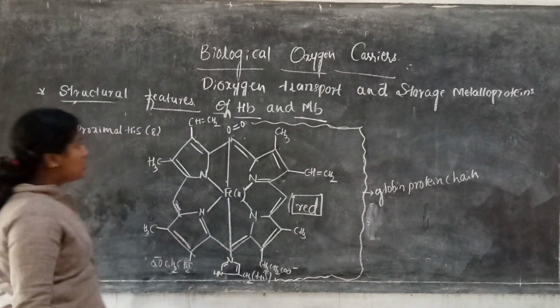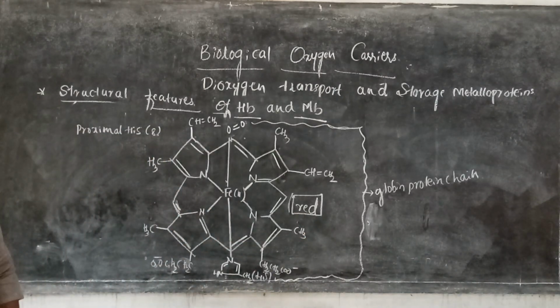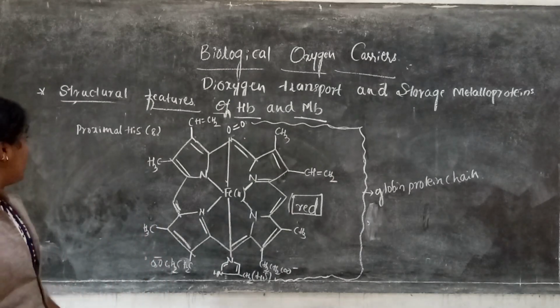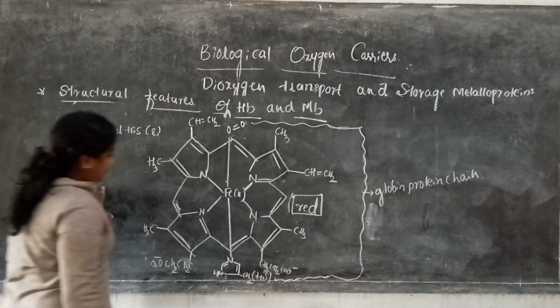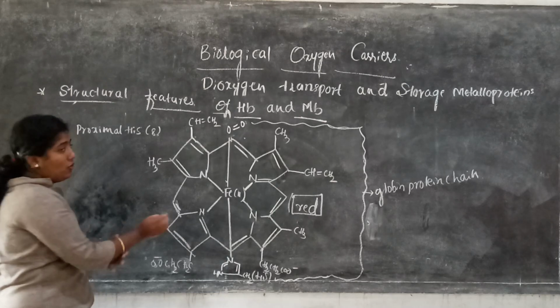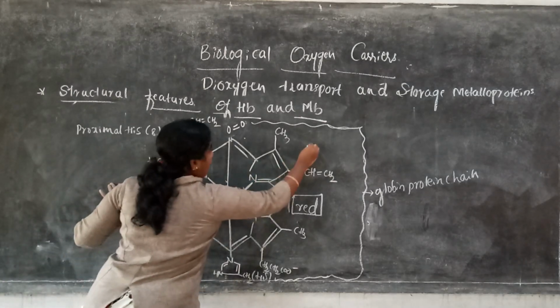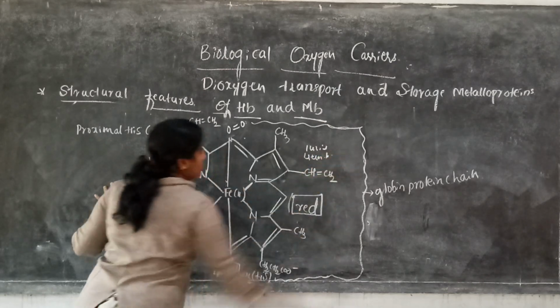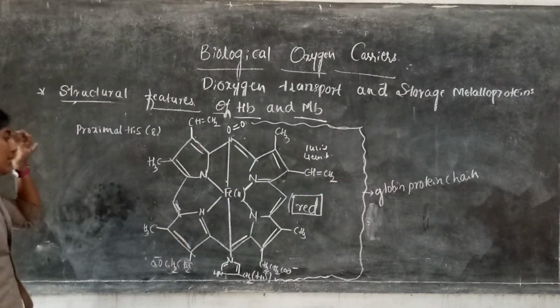So this is the structure of hemoglobin and myoglobin. The myoglobin contains only one unit, while hemoglobin contains four units.